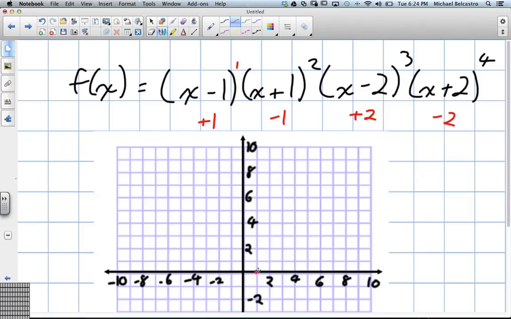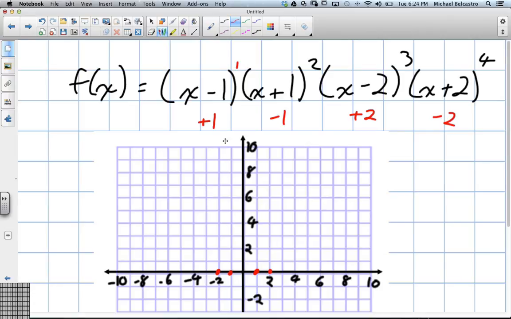So one of them is going to be at 1. Okay, so we have 1. It's at the power of 1. We have another one at negative 1. So crossing over here. We have another one at positive 2, which is here. And we have another one at negative 2, which is here. Okay? So we have all of these values here.